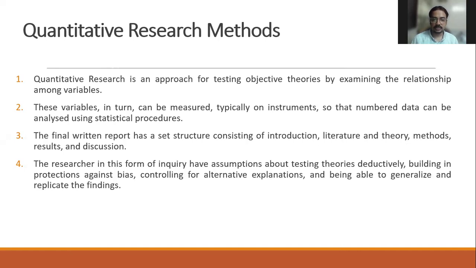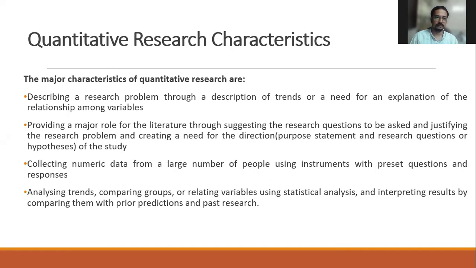The researcher in this form of inquiry has assumptions about testing theory deductively, building in protection against bias, controlling for alternate explanations, and being able to generalize and replicate the findings. Like if you have done a quantitative research, if another person wants to do the same research, then the results can be replicated. They will get the same results.